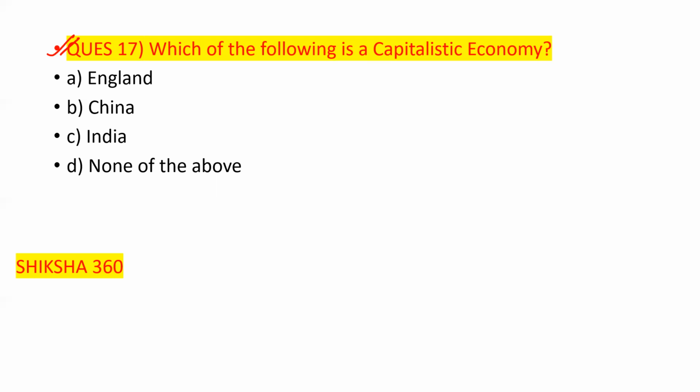Which of the economies is a capitalist economy? Option number A is the correct answer. That is England. It is a capitalist economy. Basically, this is the mixed economy. So option number A is the answer, that is England. Now move to the next question.